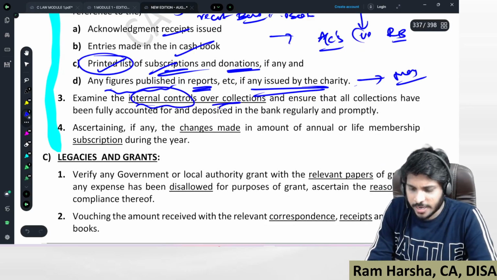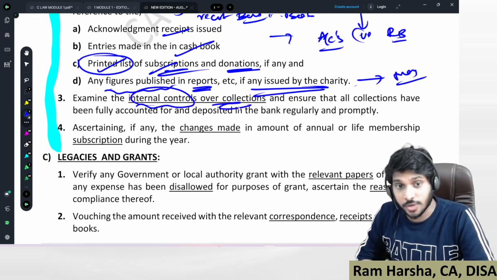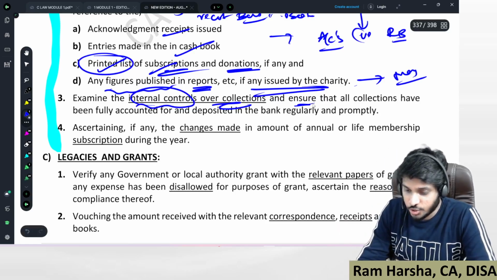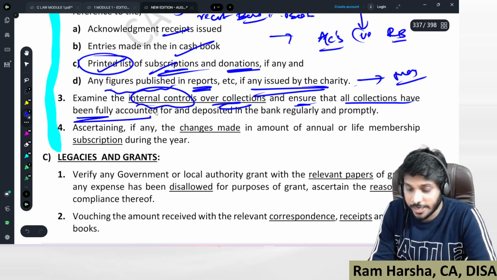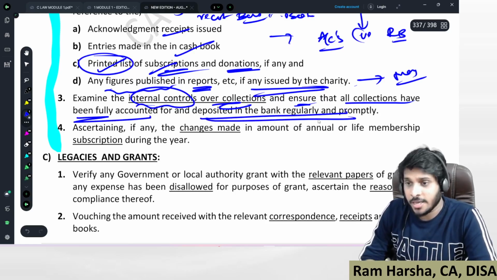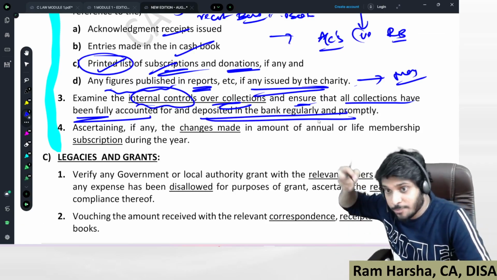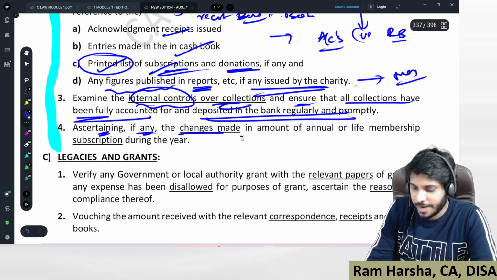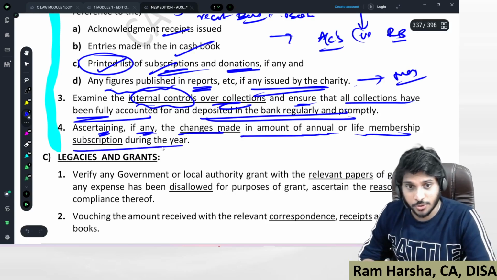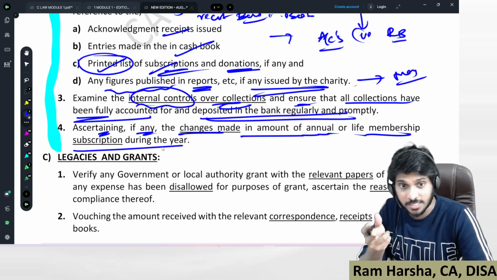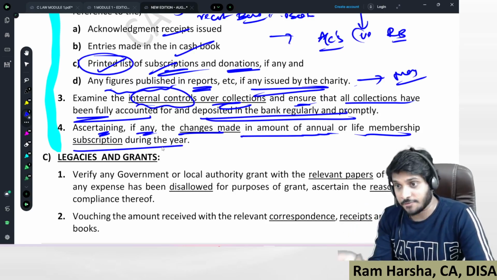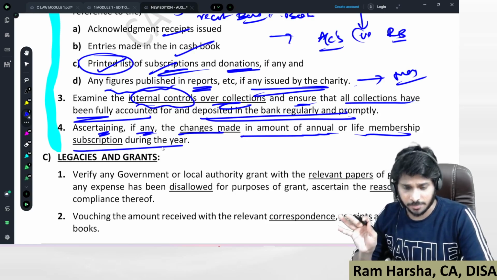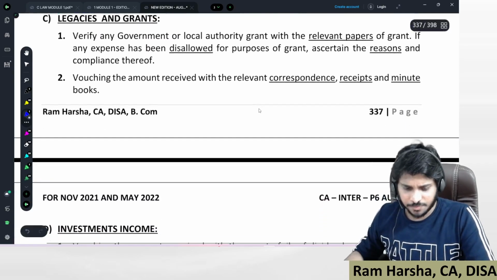Look at the controls over collection. Who are collecting? Who is having authority to collect? Are they collecting through cash? Are they collecting through banking channel? How? And ensure that all collections have been fully accounted and deposited in the bank regularly. If at all it is collected in cash, they have to be deposited on the very next day immediately. And check if any changes are made in amount of annual or life membership subscription during the year. See, if the subscription fees is revised, see that after date of revision, whatever amount is collected, it is as per the revised limit.